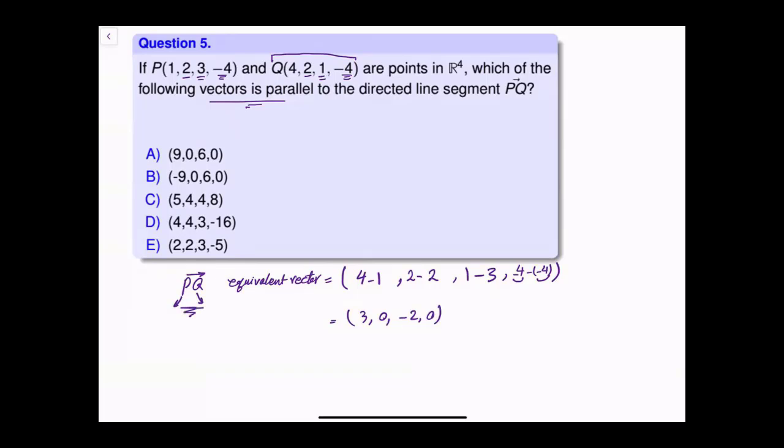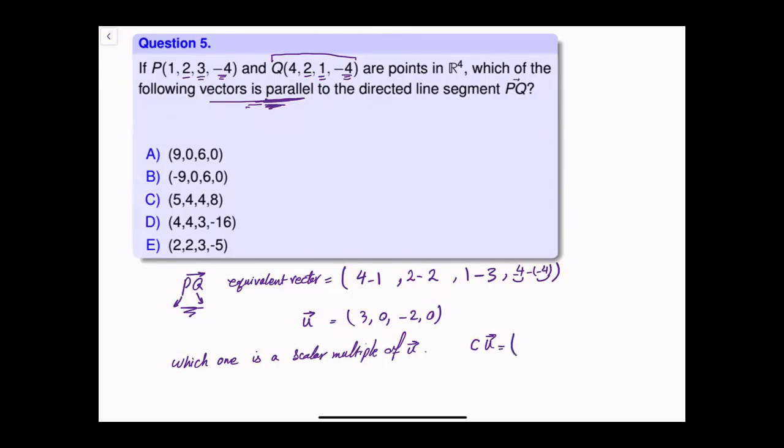The question is asking to find which one of the following is parallel. So parallel means that it is a multiple of this vector. Let me just call this U. So I can rewrite the question as: which one is a constant or scalar multiple of U? Scalar multiple means you multiply a constant by U, and you get that vector.